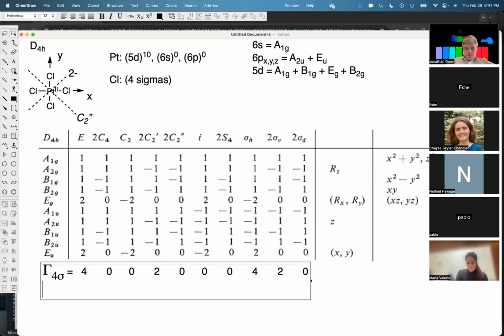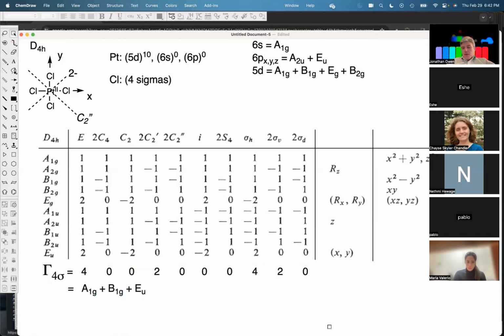Do you just add one A1g since it shows up as both z squared and 6s, or do you add it twice? Well, let's add once, and see what we get. Does A1g plus B1g plus Eu equal this gamma 4 sigma? The answer is yes. And you can see that pretty quickly because there are only 4 ligand sigma orbitals to worry about. So the dimension of this reducible is 4. And the dimension of this is also 4. So you can't add any more. That's one way to do it. That's how I do it.